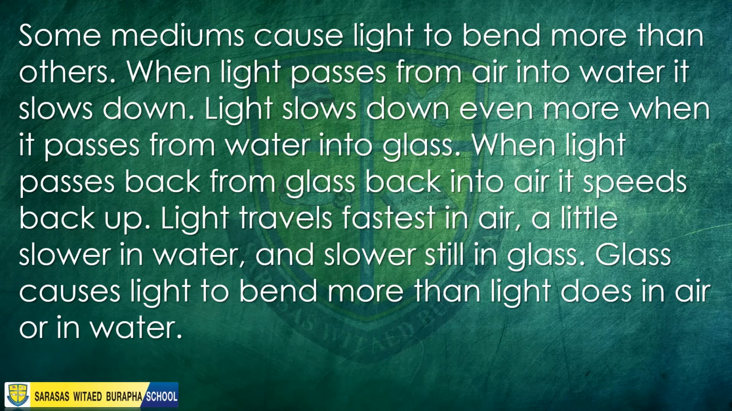Some mediums cause light to bend more than others. When light passes from air into water, it slows down. Light slows down even more when it passes from water into glass. When light passes back from glass back into air, it speeds back up. Light travels fastest in air, a little slower in water, and slower still in glass. Glass causes light to bend more than light does in air or in water.